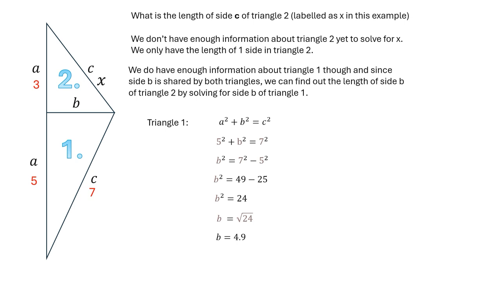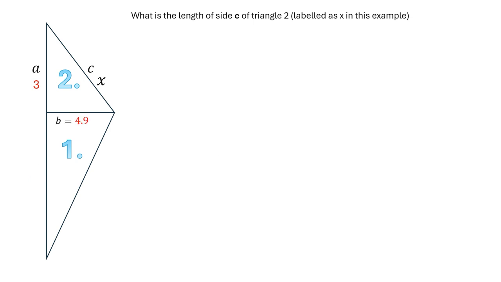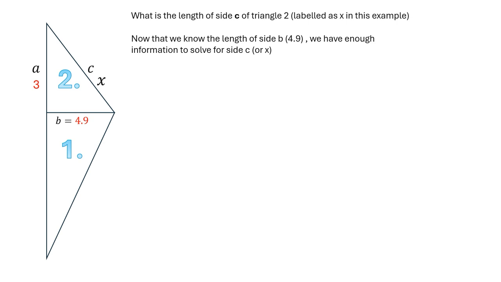Now that we have a value for B, we can use that to help us solve triangle 2, because that B is a shared side, and now we have 2 lengths for triangle 2. So now we can write ourselves an equation. For triangle 2, we've got enough information. So triangle 2, a squared plus b squared equals c squared. We sub in the values. 3 squared plus 4.9 squared equals c squared.